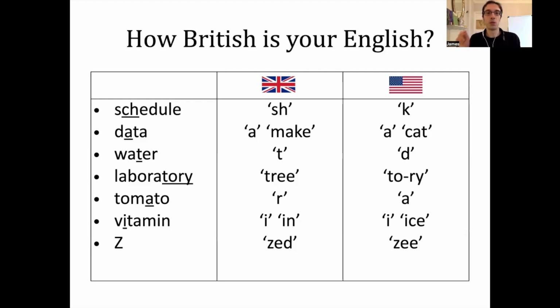I'm going to say each word in turn, starting with the British version and then the American version. So let's see if what you pronounced matches what I pronounce. So then, schedule, schedule, data, data, water, water, laboratory, laboratory, tomato, tomato, vitamin, vitamin, and then Z, and the Americans would say Z, okay, XYZ instead of XYZ.